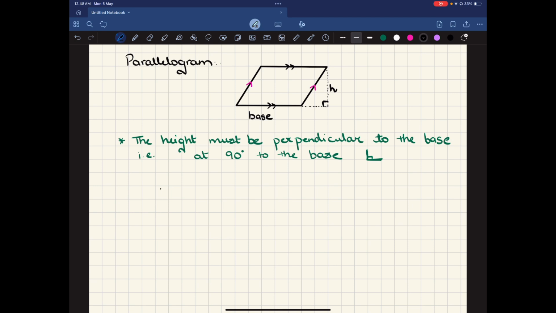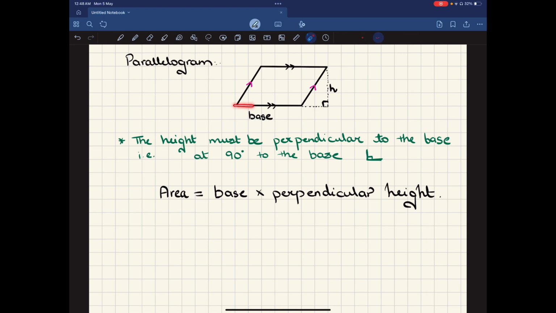And what is the formula to calculate the area of the parallelogram? It is base into height. So I'm going to write perpendicular height to make sure that you never forget that the height is perpendicular to the base. So base into perpendicular height. Okay? So what is the area of a parallelogram? It's base into height. Height, which is 90.